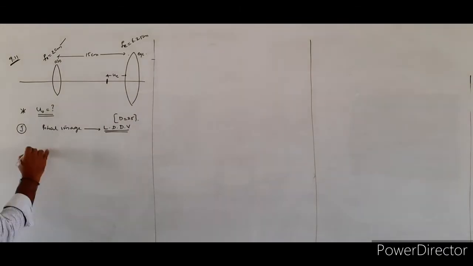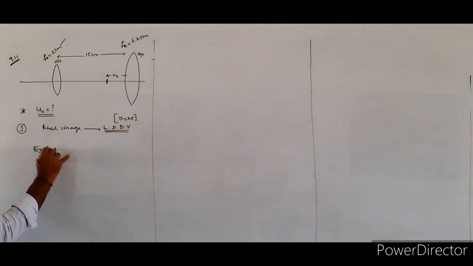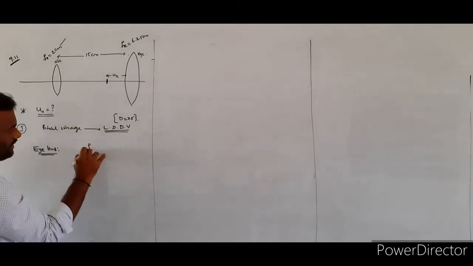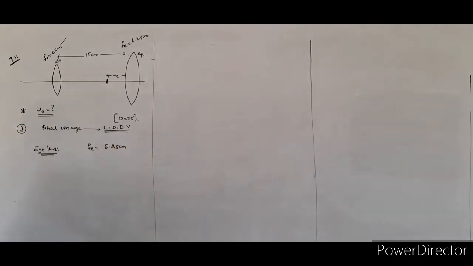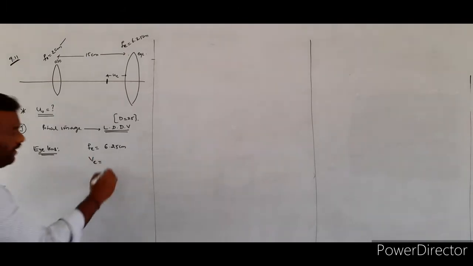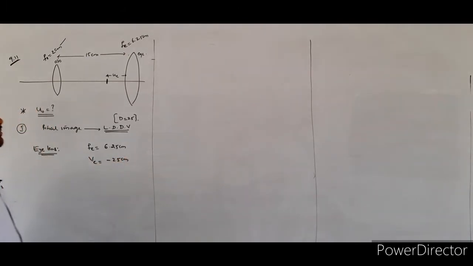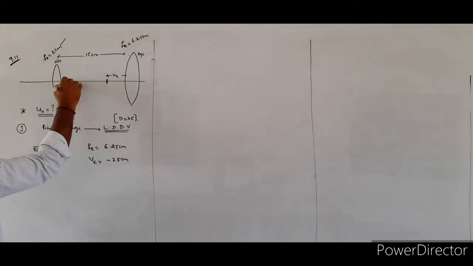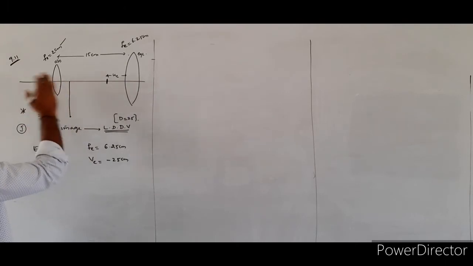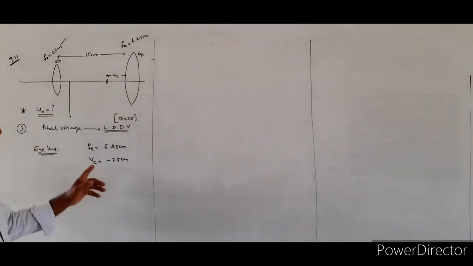First I will write the concept for the eye lens. What is the focal length of the eye lens? FE is equal to 6.25 centimeter. They told that the final image will be formed at the least distance of distinct vision, so the image distance for the eye lens is equal to minus 25 centimeter. Why do we place the minus? Because the image distance is measured from the lens to the image, opposite to the direction of the actual incident light.